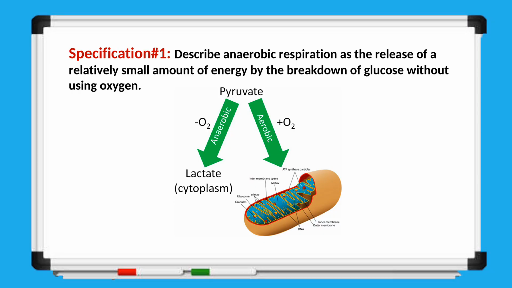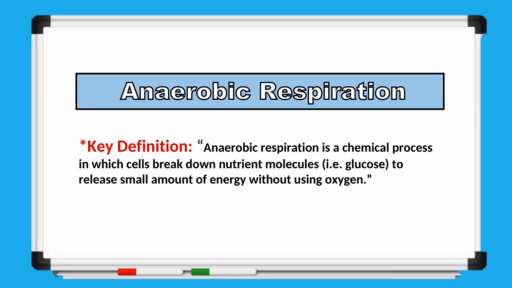And unlike aerobic respiration, which occurs in the mitochondria of the cell, anaerobic respiration takes place in the cytoplasm of the cell. So, in exams, you can explain anaerobic respiration like this: it's a chemical process where cells break down nutrients, like glucose, to release a small amount of energy, and it happens without using oxygen.